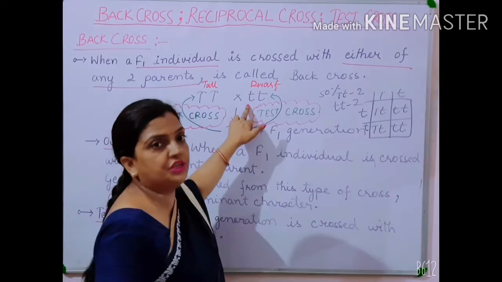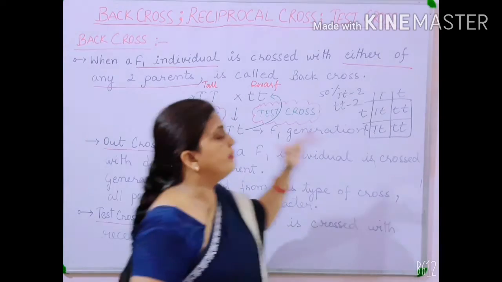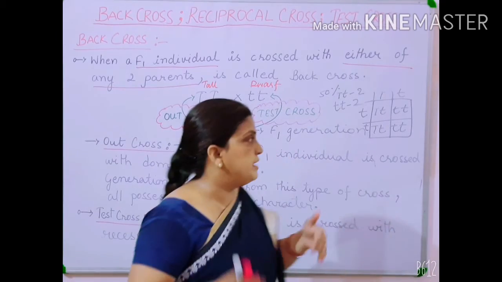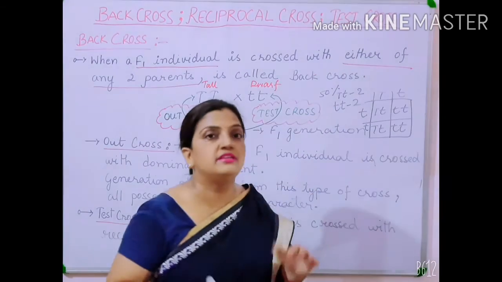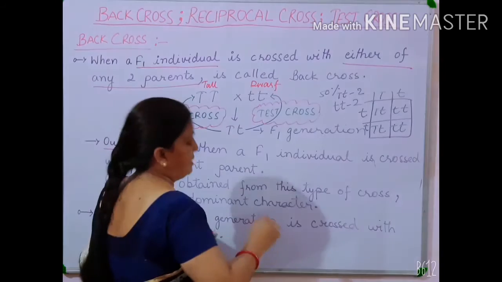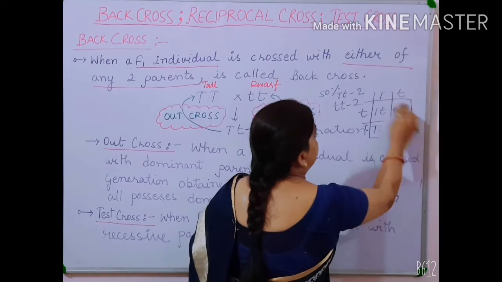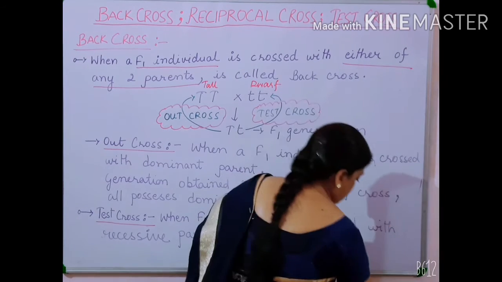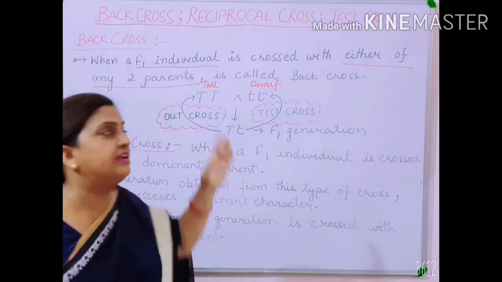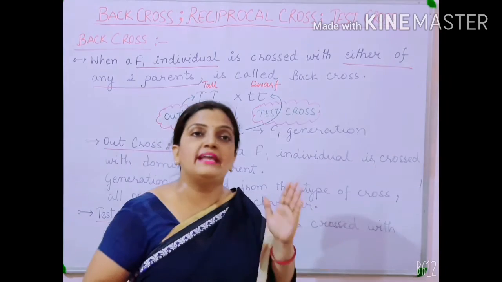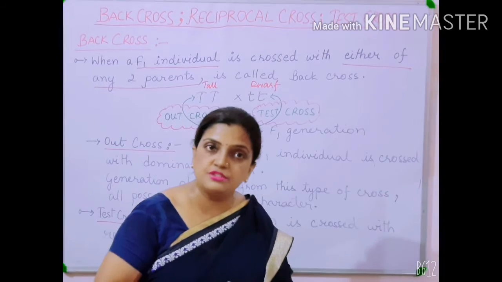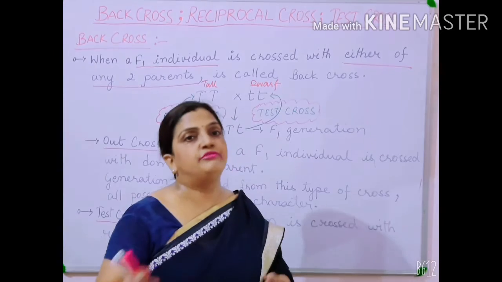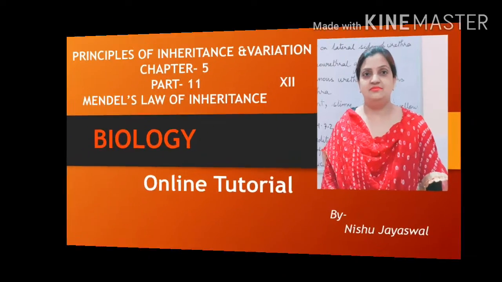It proved that the recessive gene was not lost, but it came into existence only after getting a proper environment. The rest I am going to explain about this cross in detail a little later. But this is very important, and the test cross is very important from the competitive point of view. Back cross and reciprocal cross are okay, but your test cross is very important for solving different types of questions for the board purpose and for the competitive purpose.